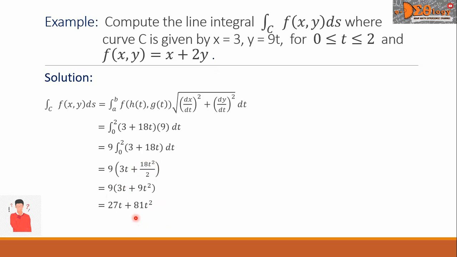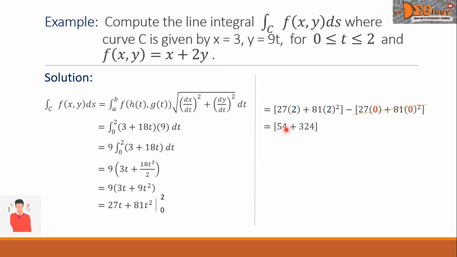Now let us evaluate this with respect to the limits from 0 to 2. Evaluating now, we have this first group, 27 times 2 plus 81 times 2 squared, minus the second group, 27 times 0 plus 81 times 0 squared. For the second group, because of the zeros, we can cancel this out. We simplify the first group, 27 times 2 is 54, plus 81 times 2 squared becomes 324. The sum is the final answer, and that is 378.